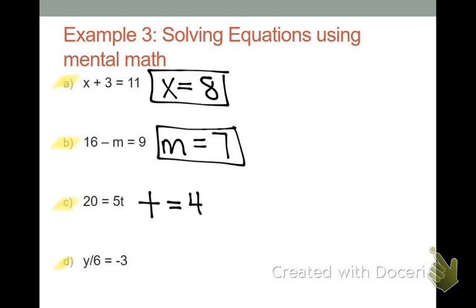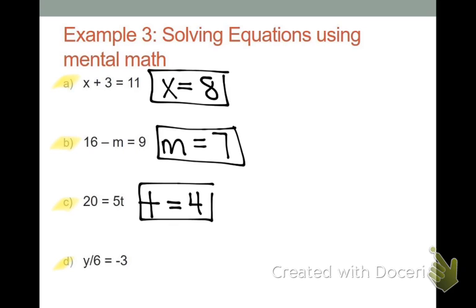5 times what number equals 20? 4. So T equals 4. Even though that T was on the other side, I know that kind of seems backwards, 20 equals 5T, but we still treat it the same way. Now, yes, that is division. What number, it's just a little typo in there or something. Sorry about that. But what number divided by 6 equals negative 3?